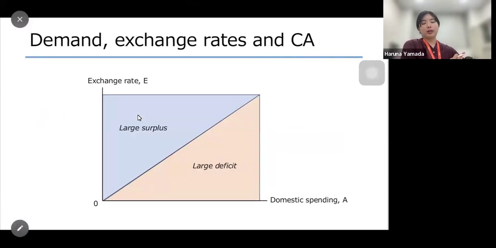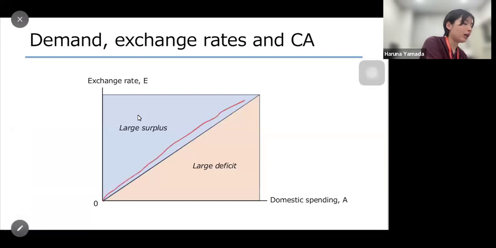So let's show this graph. Again, the vertical axis is exchange rate and the horizontal axis is the domestic spending A. There is an upward sloping line here. At this line, external equilibrium is achieved. The economy achieves the external equilibrium. So this line is the equilibrium line.